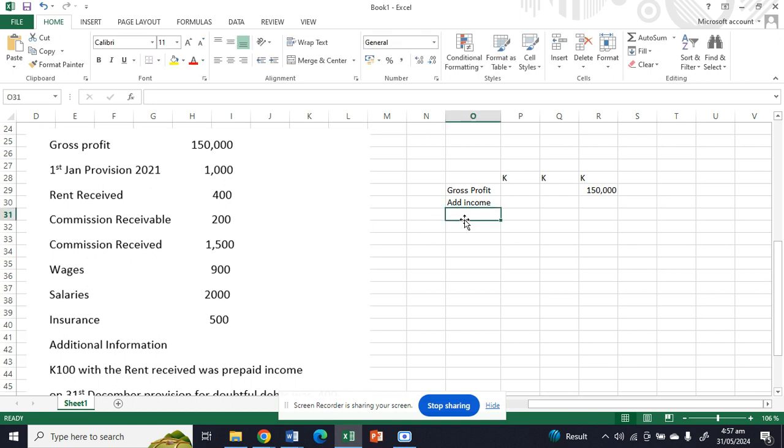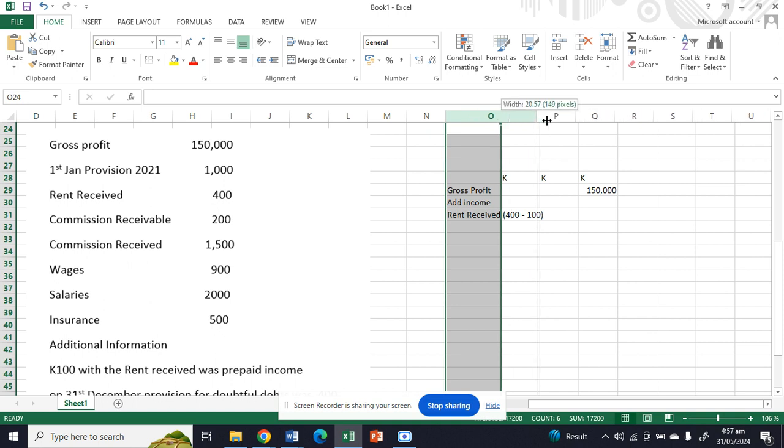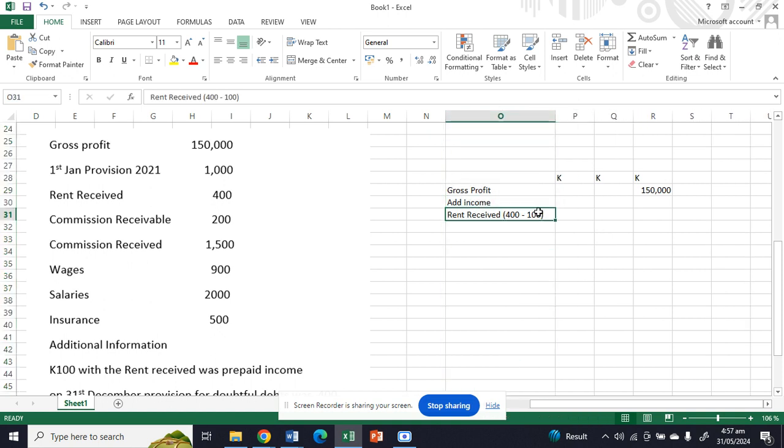So you say rent received, you're going to say 400 kwacha minus 100 kwacha. You get rent of 300 kwacha. So this 100 kwacha is going to go in the balance sheet under current liabilities. Okay.